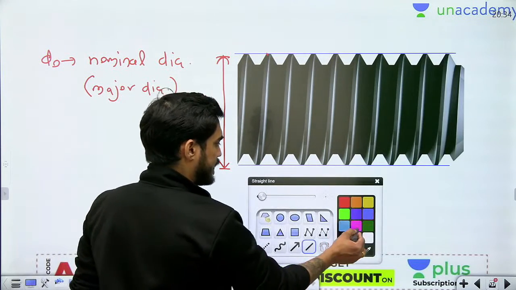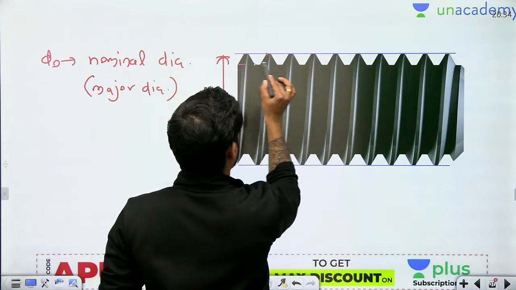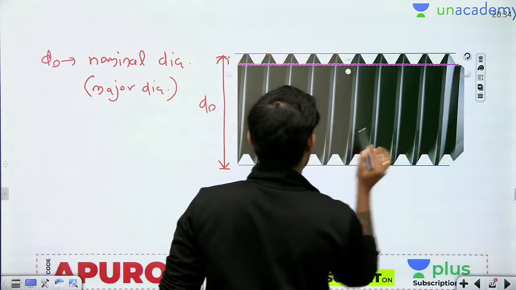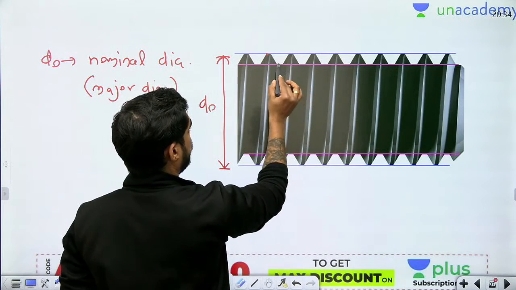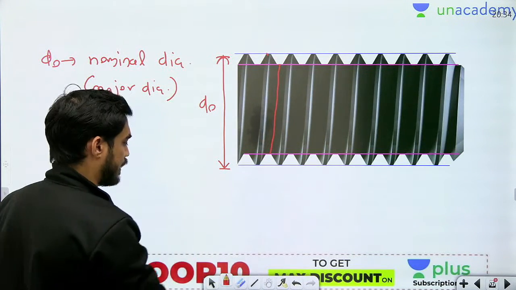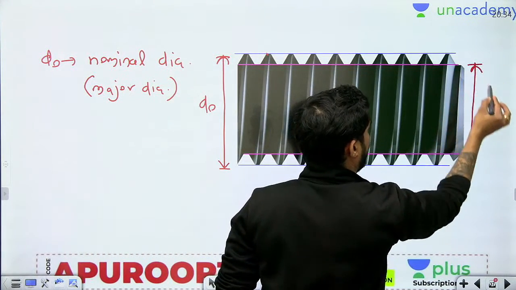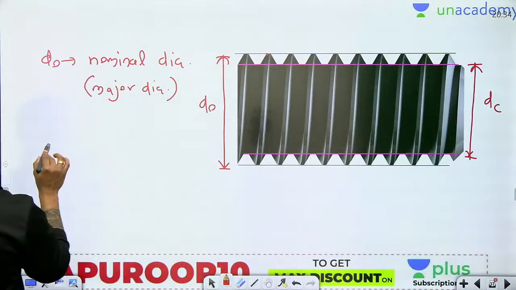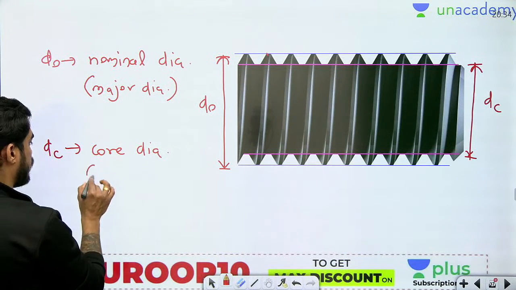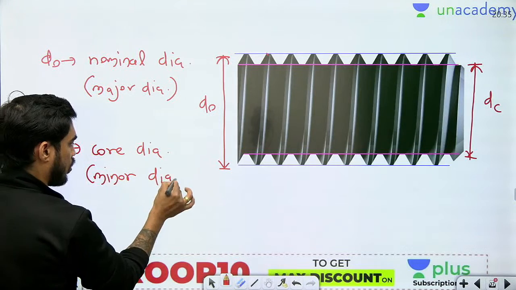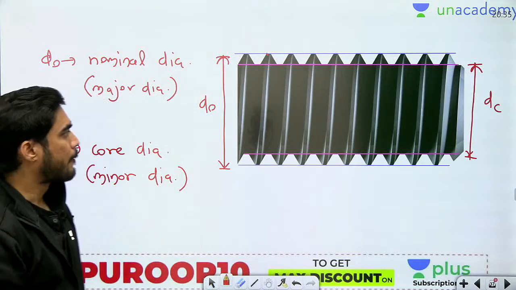Okay, and if I see this, अगर मैं इस पोर्शन को कंसिडर करूं, if I consider this plane, जैसे ये वाला प्लेन बेटा, then I will get the minimum diameter. This diameter is known as DC, which is core diameter or minor diameter. Core diameter or minor diameter. Okay, core diameter or minor diameter.